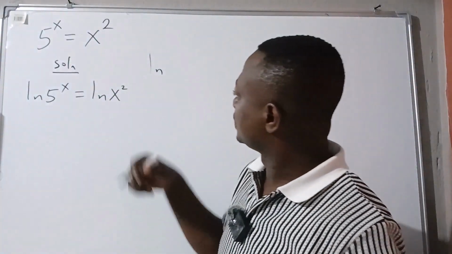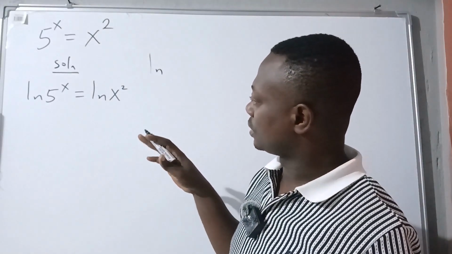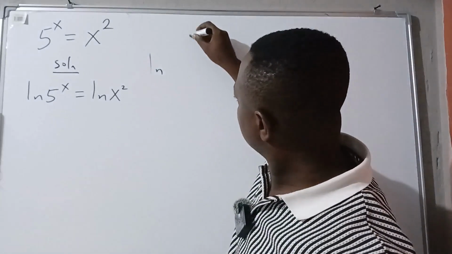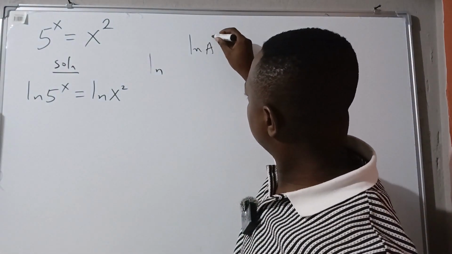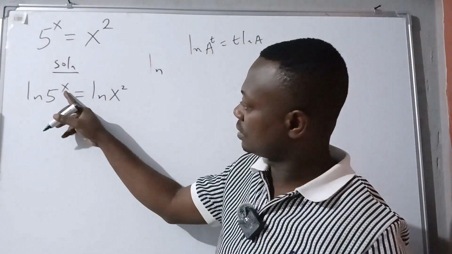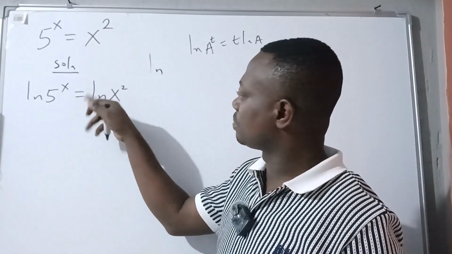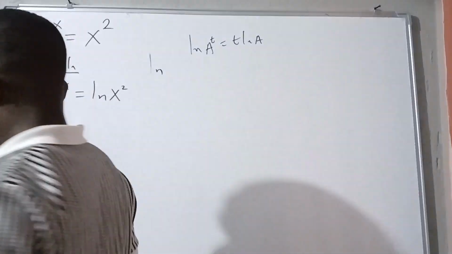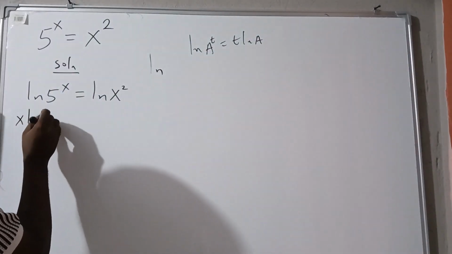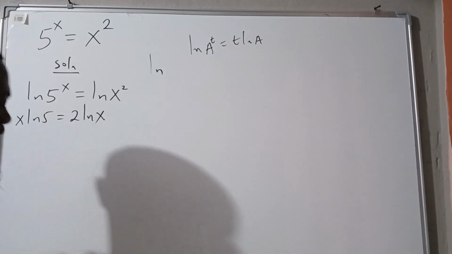And per the log properties, this one is under the power rule. When we see this, ln of a raised to t is the same as t ln of a. So we can bring this one here and bring this one here. So what is here will go behind. All right, so I will say x ln of 5 equals 2 ln of x.